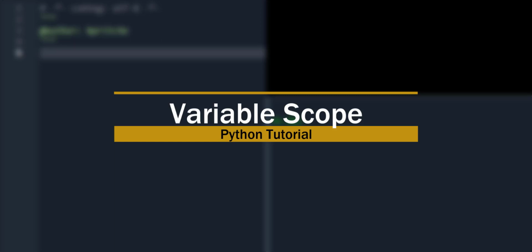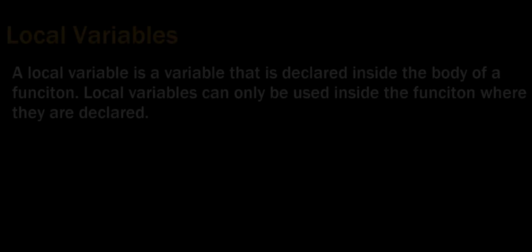For the most part, you've been coding with local variables so far. Local variables are variables that are assigned inside of a function. These variables can only be used by the function in which they are assigned. Let's take a look at that real quick.